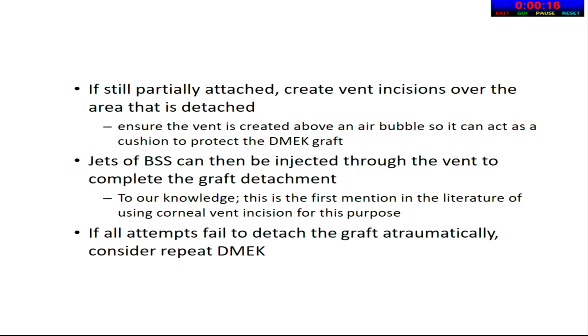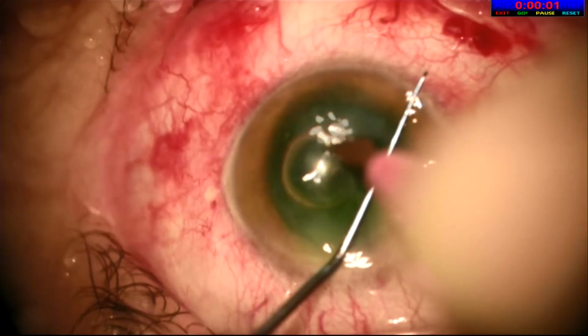So just to summarize, if still partially attached, you can create vent incisions as well over the area that is detached. Jets of BSS can be used, and if all attempts fail to detach the graft atraumatically, consider repeat DMEK.